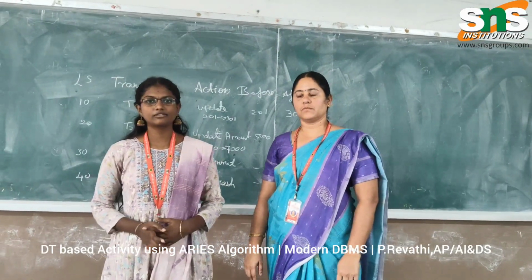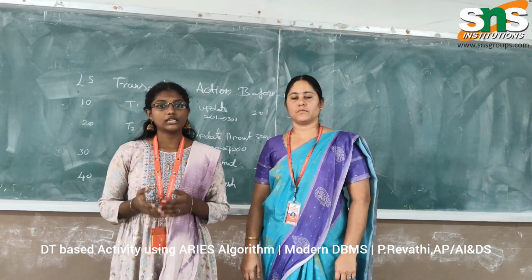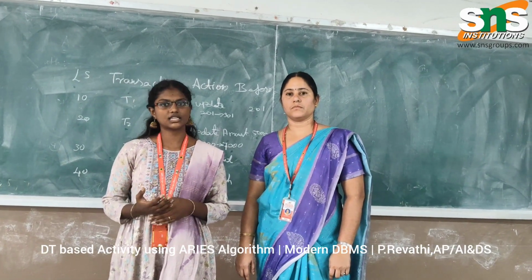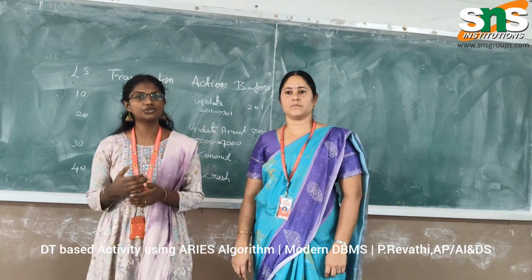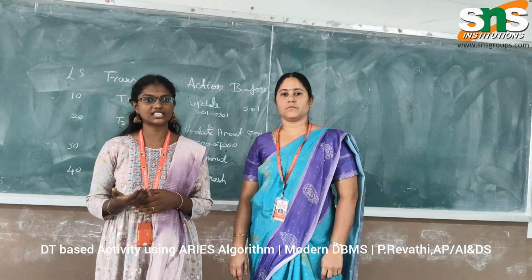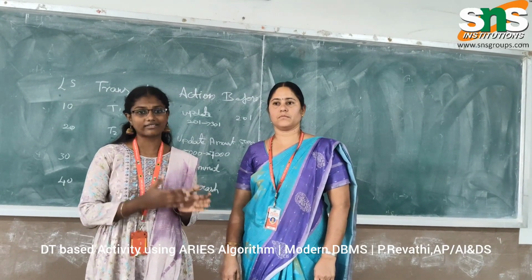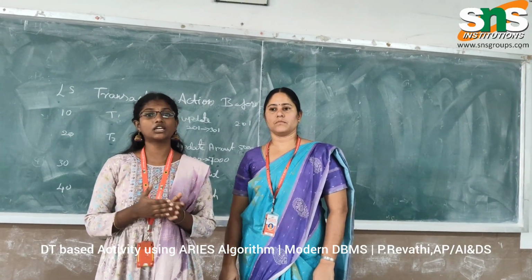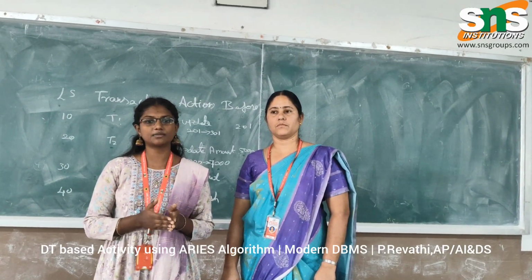Hello everyone, myself Durga, Department of AIDS at SNS College of Technology. Now let's go to the third phase. The third phase is undo. The undo phase reverses all changes made by uncommitted transactions. In our case, T2: ARIES scans the log backward and undoes each action of the uncommitted transaction. When undoing T2, the billing amount changes back from 7,000 to 5,000. ARIES also writes a compensation log record, CLR, to record that the undo has been done.